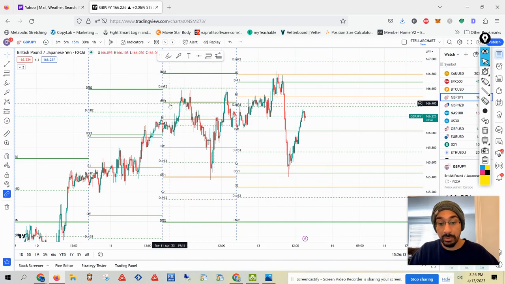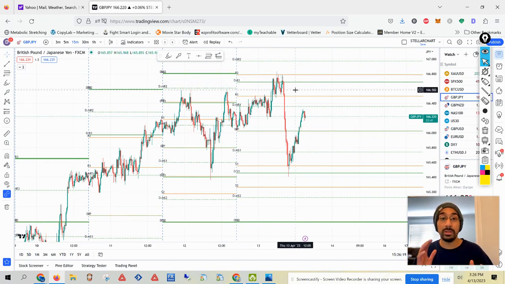For example, one might be R1, the other might be R2. Over here, that is when you're going to see a lot of confluence and a lot of good support and resistance trades, and you can take those higher risk to reward ratio trades, as I mentioned in my trading videos before.